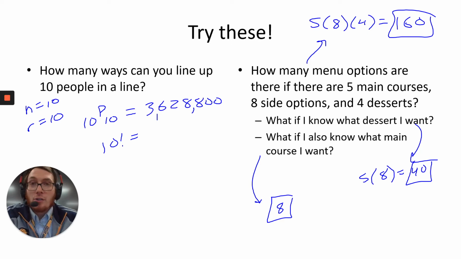The menu options should just be the fundamental counting rule or principle. And that's just 5 times 8 times 4 for main course, side options, and dessert, which would give you 160. If you already know what dessert you want, that just eliminates the desserts essentially. So that would be 5 times 8, which would be 40. And if I already know what main course I want, that eliminates that as well. And that would just be the 8 side options, and that would just be 8 as a final answer. Technically, it's 8 times 1, but you won't have to write the times 1 in those situations.